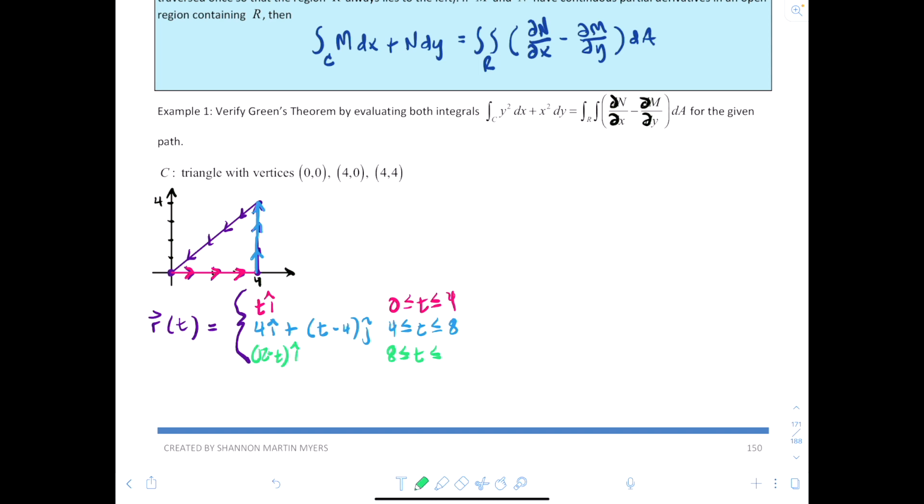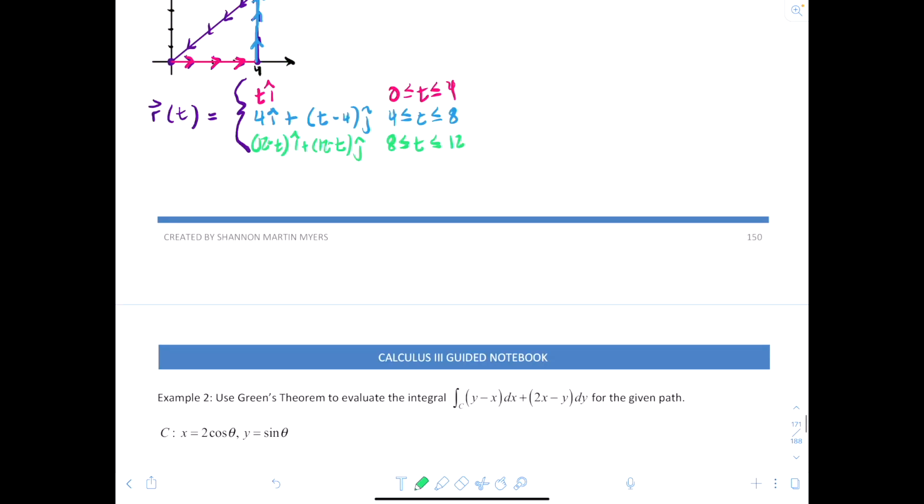And then I believe we're also going to have 12 minus t times j. And that starts us off at the vector 4, 4. And if t goes on to 12, that leaves us at the vector 0, 0. So we're good to go. Groovy? Okay. So for this one, let's see what will happen.